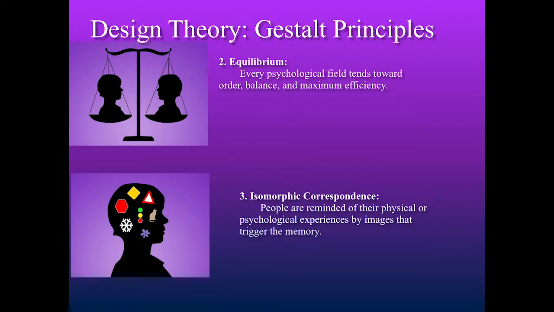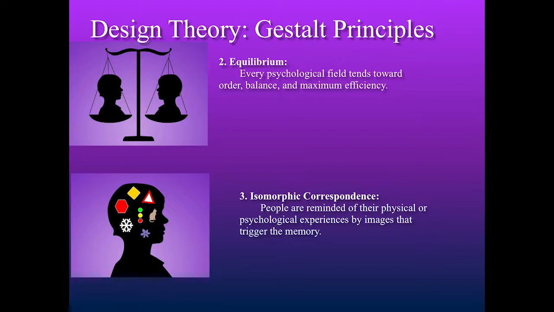Equilibrium. Every psychological field tends toward order, balance, and maximum efficiency. So if something is not balanced, then your brain tries to make it balanced as you're looking at it, and that will affect the type of energy that you've got in your image.